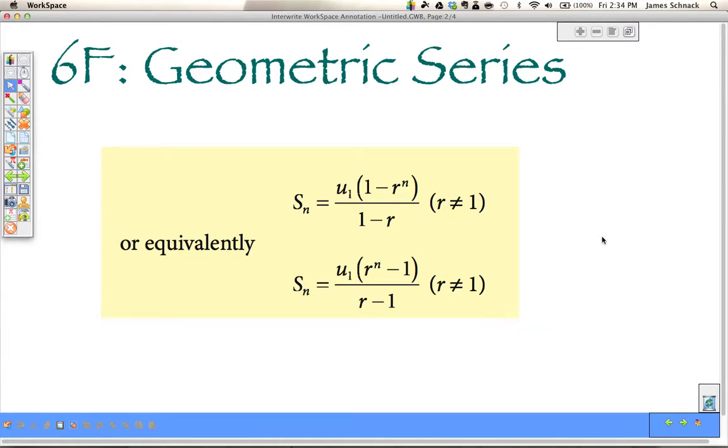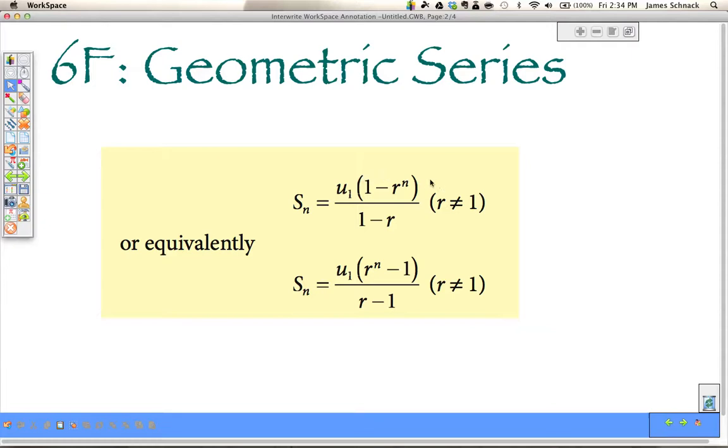Just like with arithmetic series, we have a nice rule to find the sum of a geometric series. We don't actually have to add up all the terms. It can be very inefficient. We have two forms for S sub n, the sum of the first n terms: U1 times 1 minus r to the n over 1 minus r, or equivalently, notice that the order is reversed, U1 times r to the n minus 1 over r minus 1.